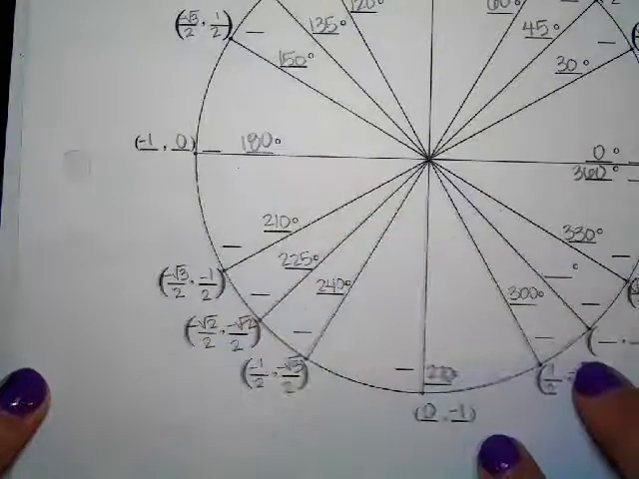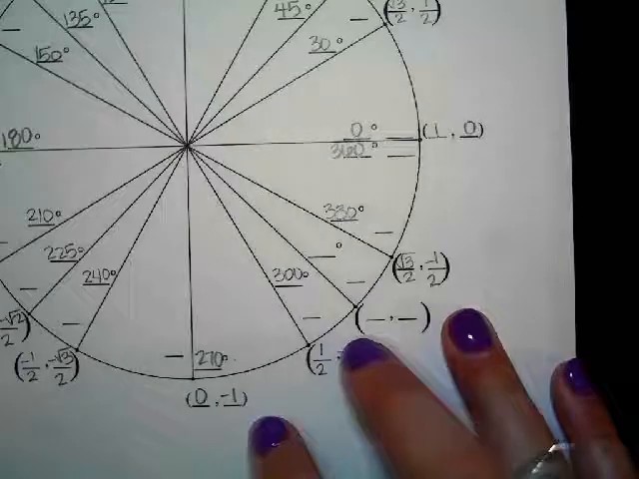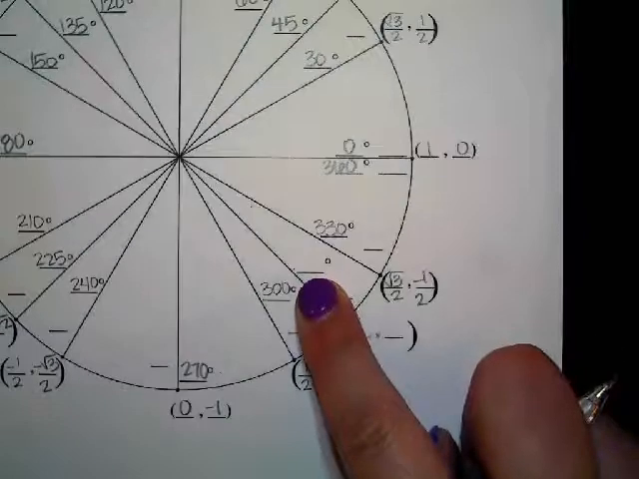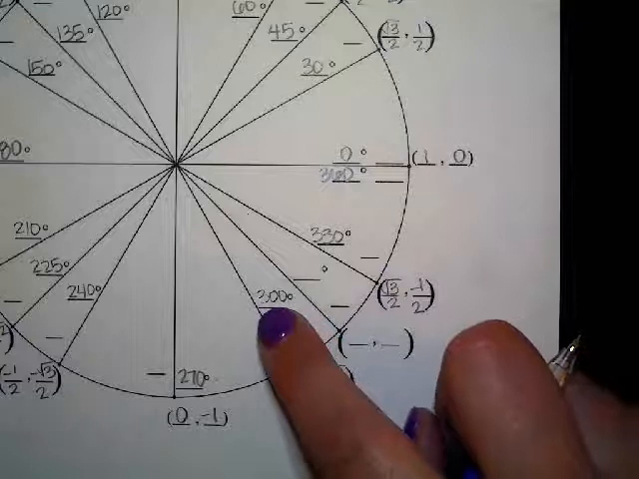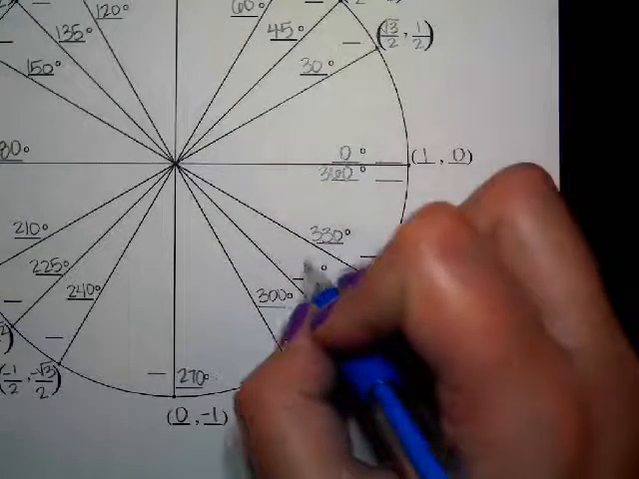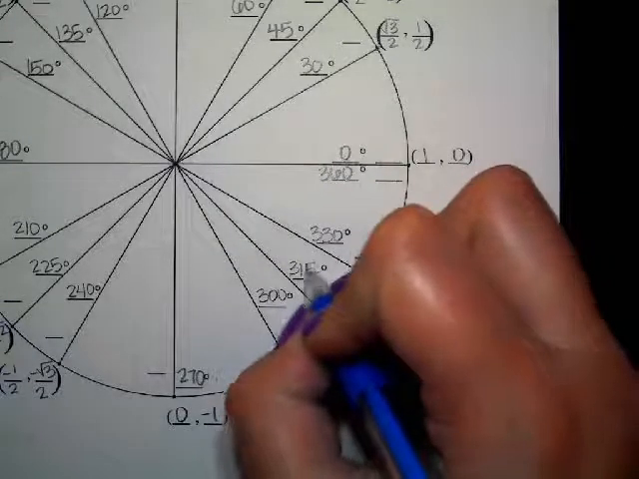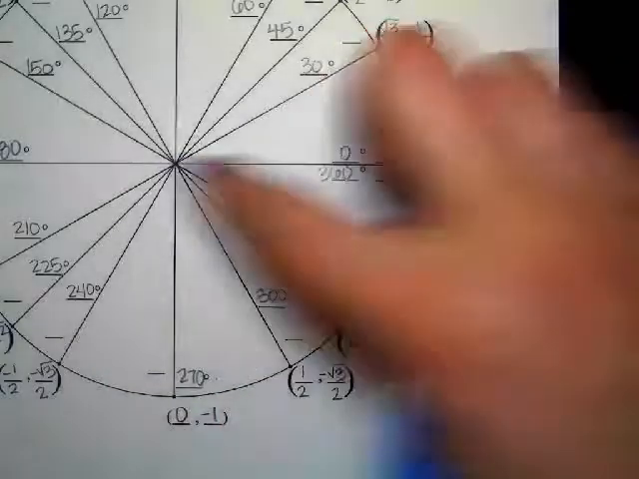And then to get to our last point here, we have in between a 300 and a 330-degree angle. We have a 315-degree angle. And we're going to go right root 2 over 2, down root 2 over 2.